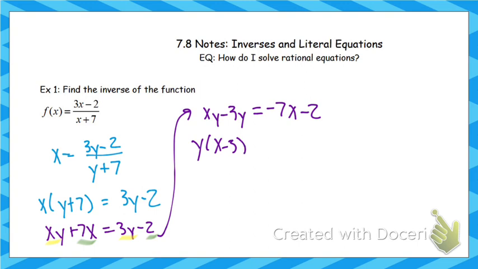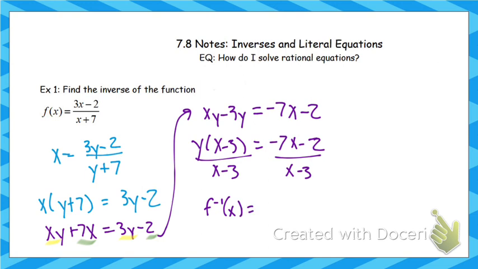Now that that y is factored out, it's the same thing as if I have 3x equals 12, okay? I can just divide by what's with the variable. So I'm going to divide both sides by x minus 3, and I end up with my inverse, which is negative 7x minus 2 over x minus 3.